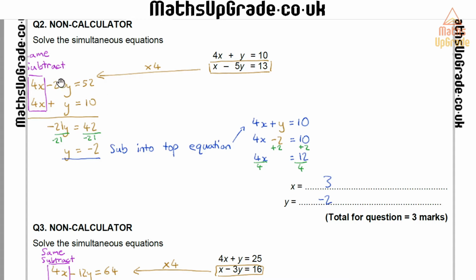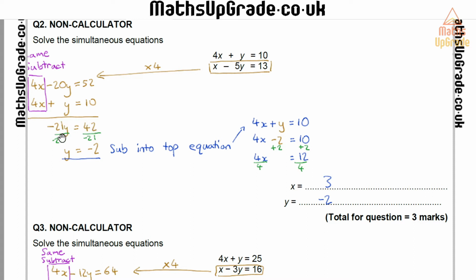Again, it doesn't matter how you subtract them. You can do the top one subtract the bottom, or bottom subtract the top. It doesn't matter as long as you're consistent with both sides of the equation. So I'm just going to do the top subtract the bottom. 4x take away 4x is 0x. Negative 20 take away 1y is negative 21y. And then 52 take away 10 is 42. So negative 21y equals 42.